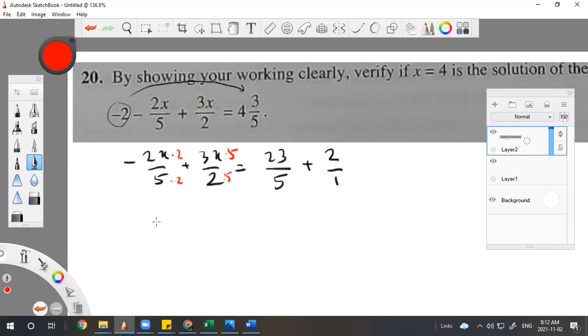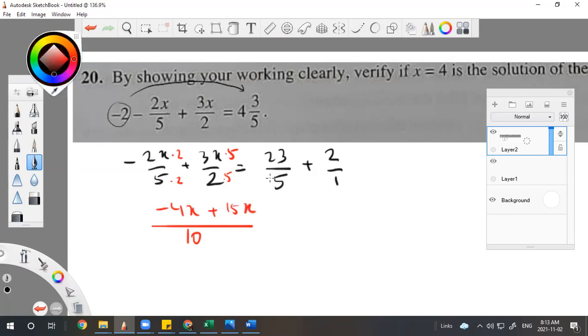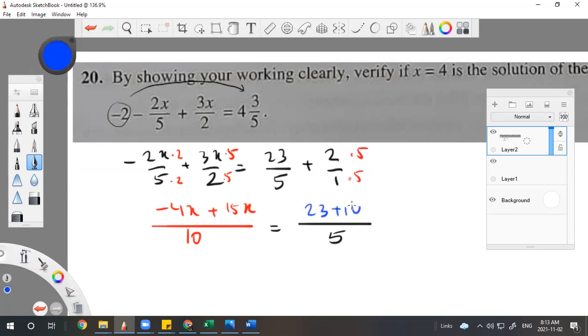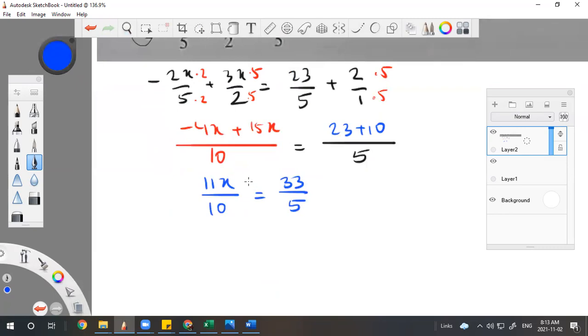So, to make the denominator equal over 10. So, negative 4x plus 15x equals to over 5 times 5, right? Equals to 23 plus 10. So, 11x over 10 equals 33 over 5, right? And then what we can do is try to do the cross multiplication also.